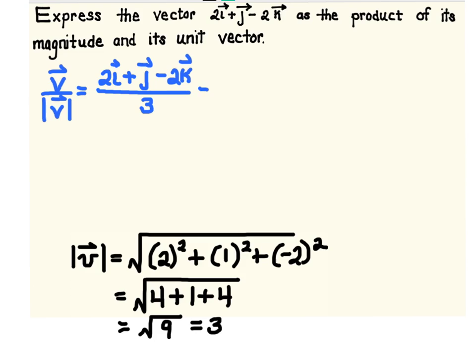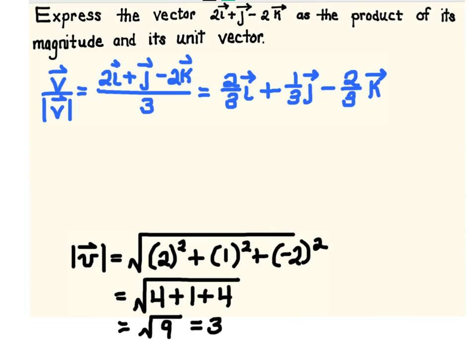So if we separate these out, we have 2/3 in the i direction, plus 1/3 in the j direction, minus 2/3 in the k direction.